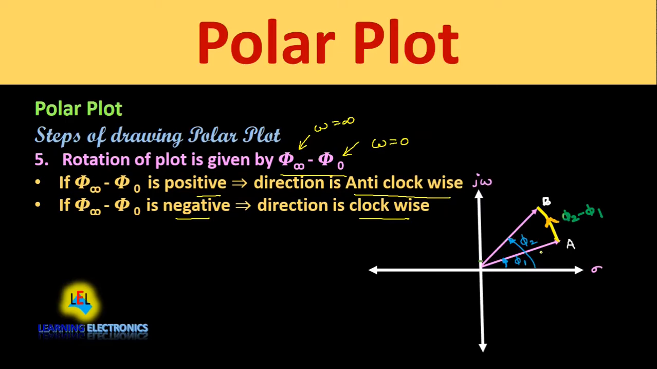Here we have considered two phasors. The tip of the first phasor is A and the tip of the second phasor is B. The first phasor is making an angle phi 1 with the positive real axis, and the second phasor is making an angle of phi 2 with the positive real axis. Here the angle phi 2 is greater than phi 1. So if we want to move from point A to point B, then we have to move in the anti-clockwise direction, and the angle of rotation will be equal to phi 2 minus phi 1.